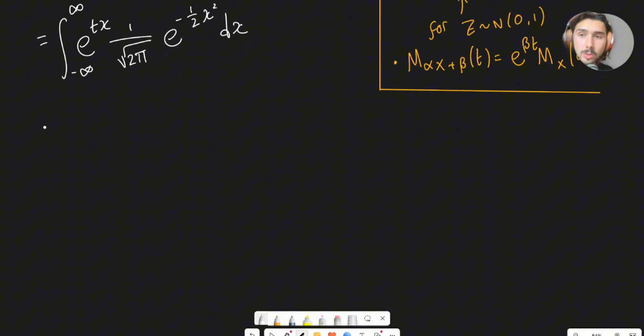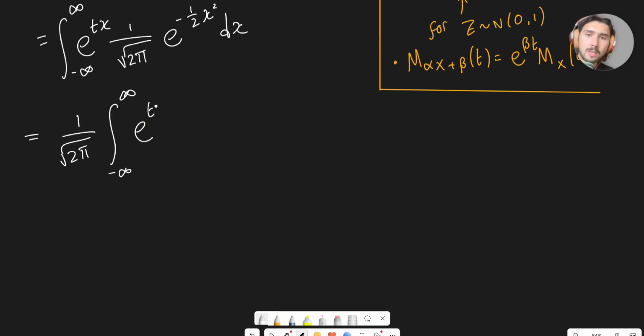So let's actually do it. We do have to do it directly. It's quite a difficult integral, but we can make it work. So we're going to take the 1 over root 2 pi to the outside. Then we've got the integral from minus infinity to infinity of e to the tx minus a half x squared dx. That's how I'm going to write it. So I'm combining the two exponential terms there.